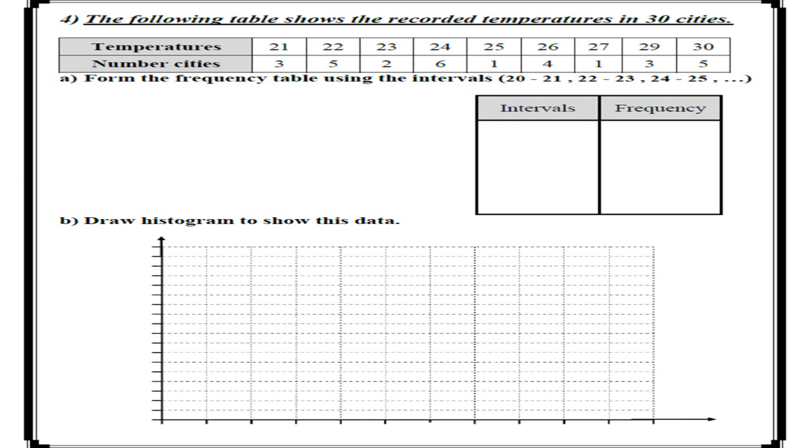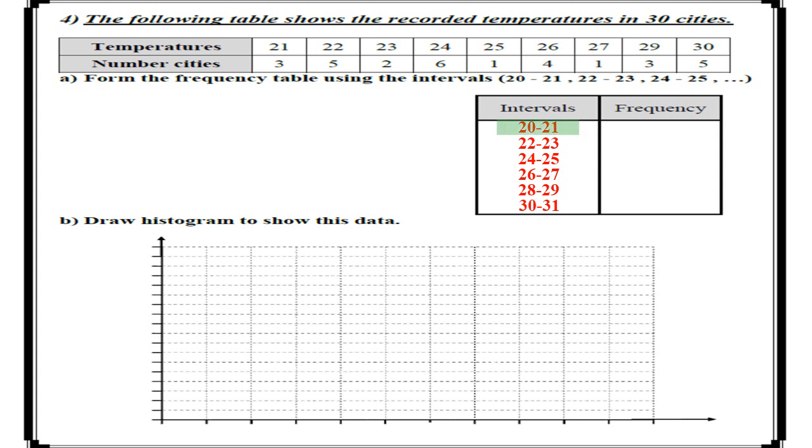A. Form the frequency table using the intervals 20 to 21, 22 to 23, 24 to 25. And now we will complete this table by using the intervals. The first interval is 20 to 21. The second interval is 22 to 23. The third interval 24 to 25. The fourth interval from 26 to 27. The fifth from 28 to 29. And the last from 30 to 31.